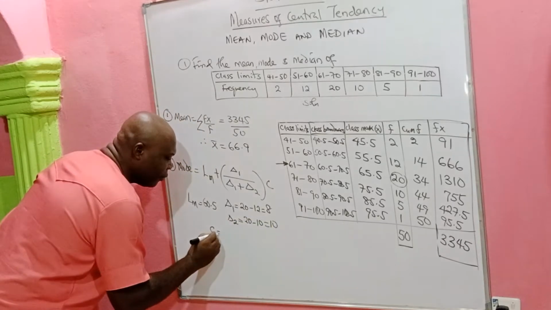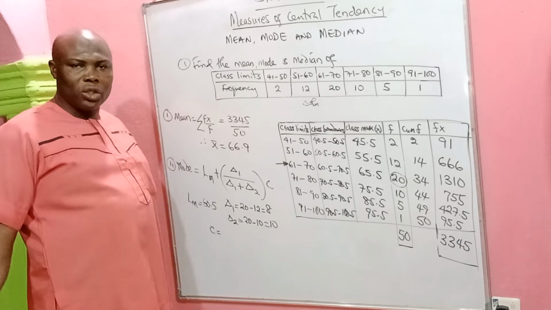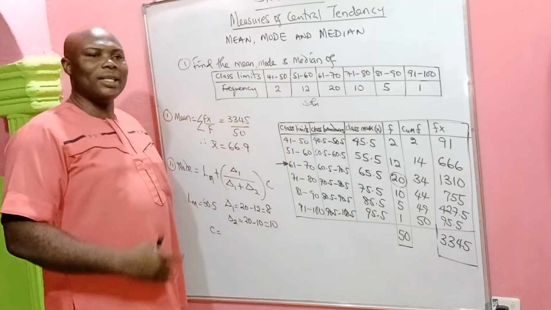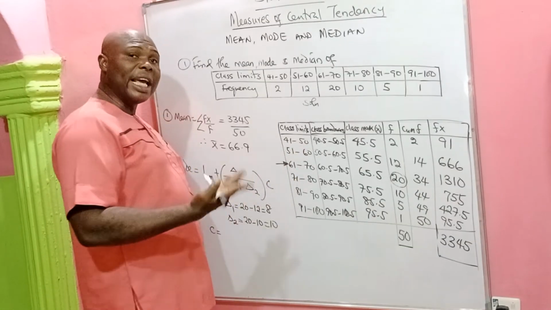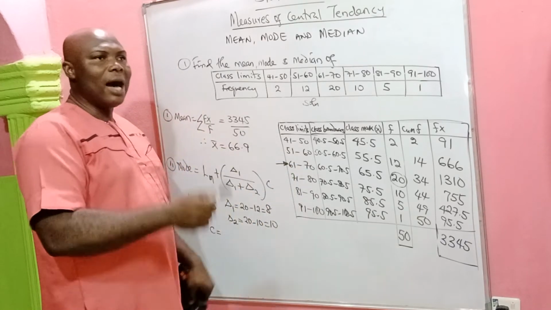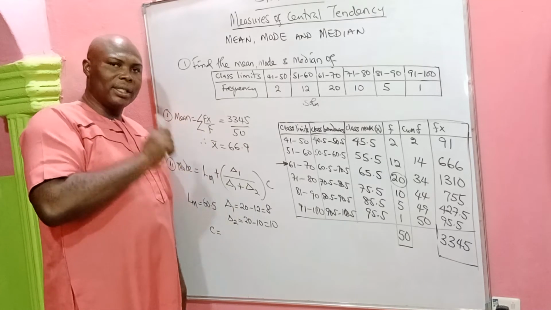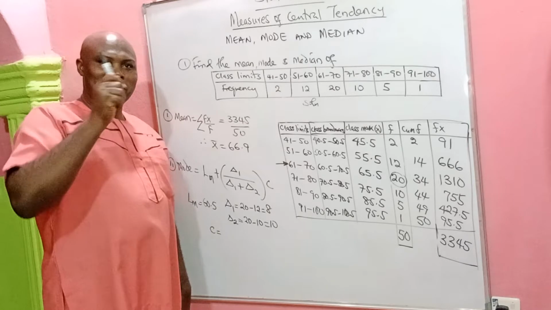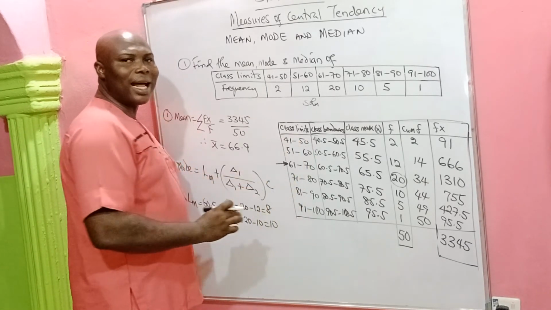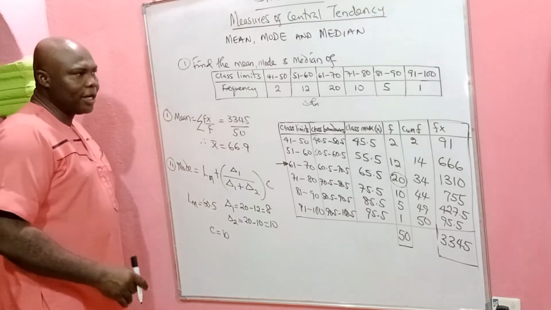And finally, c. c is the class size, the class width, or the class magnitude, meaning how large is that class. Now, every class has a class size of 10. From 41 to 50, it is 10 digits. From 51 to 60 is 10 digits, and so on. How do I know that? So if you count 41, 42, 43, 44, 45, 46, 47, 48, 49, 50, there are 10 marks that make up each class. So every class has a class size of 10. So we record 10. Alright, so with that we can now find the mode.